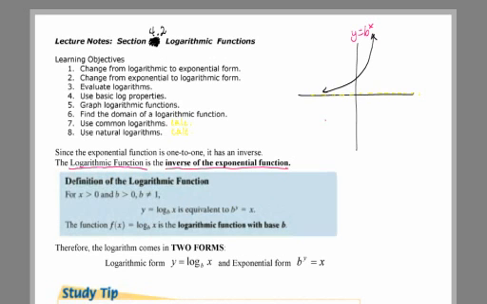Well, since it's one-to-one and it has an inverse, remember the property, a function and its inverse are symmetric about this line y equal x. So the inverse of this exponential would have to be a graph that looks like this. This is called the logarithm graph.